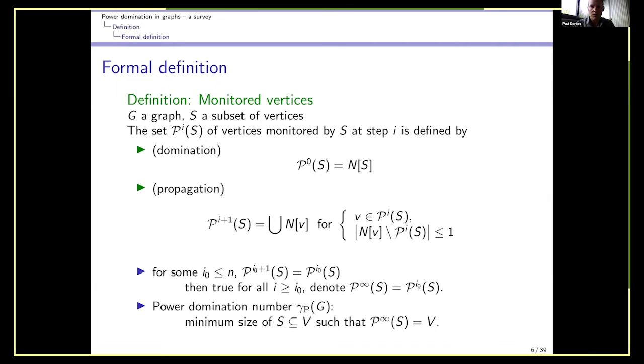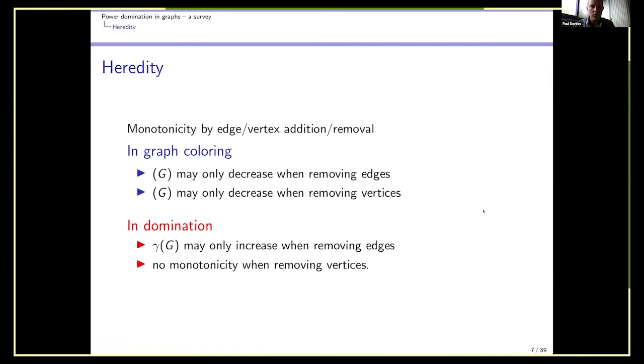And I will continue with heredity. So you must use heredity sometimes. Usually we call heredity when there is some monotonicity when we add or remove some edges or vertices. One first thing is we observe that domination is a harder problem than coloring. Sorry, the chi of G did not go through here, but in graph coloring, the chromatic number of a graph can only decrease when you remove edges. And the chromatic number of a graph can also only decrease when you remove vertices. It's always easier to color the graph.